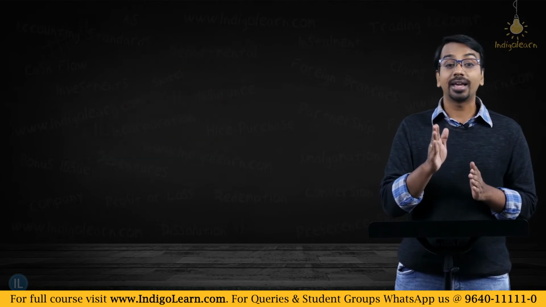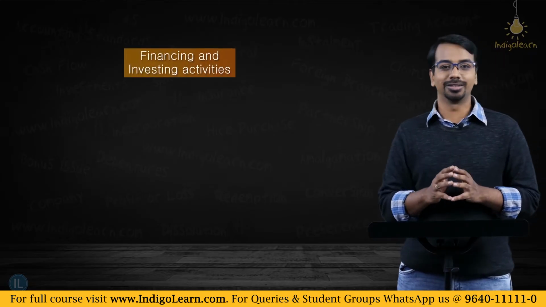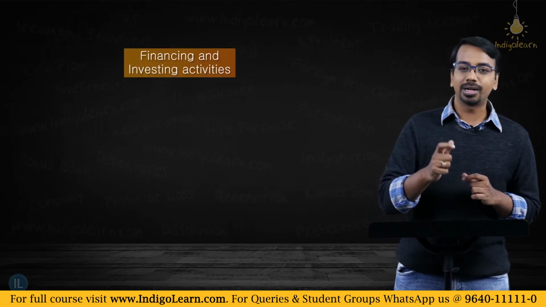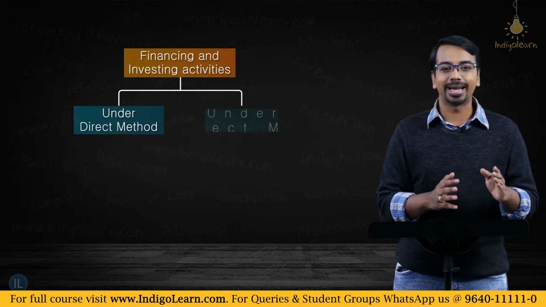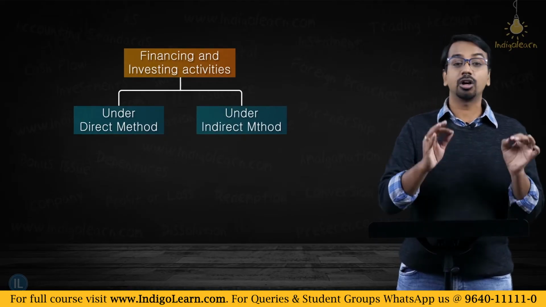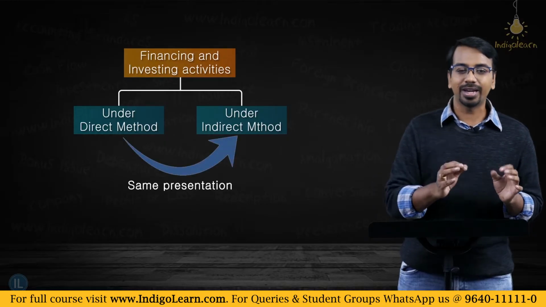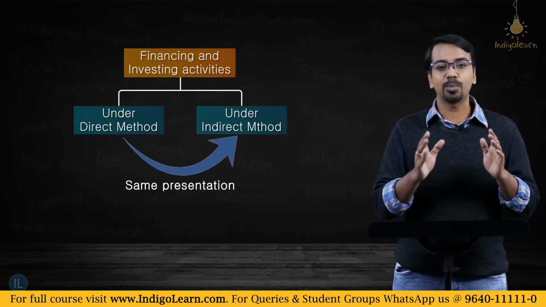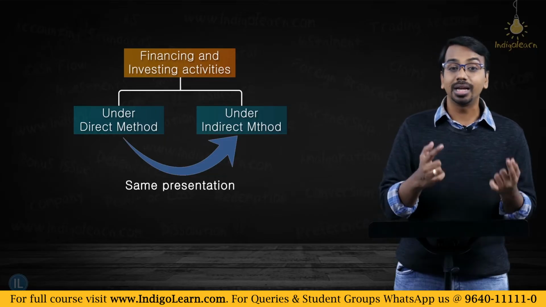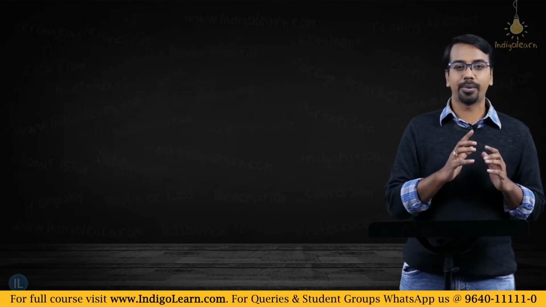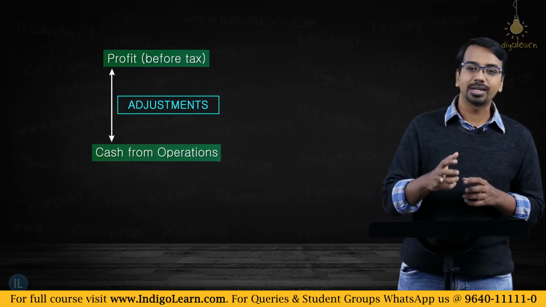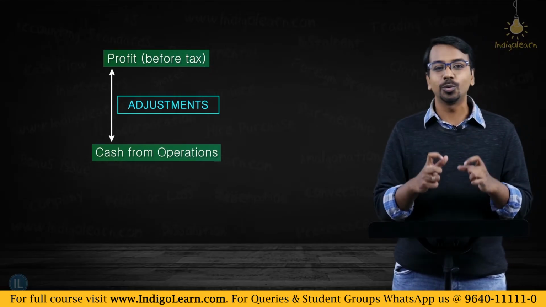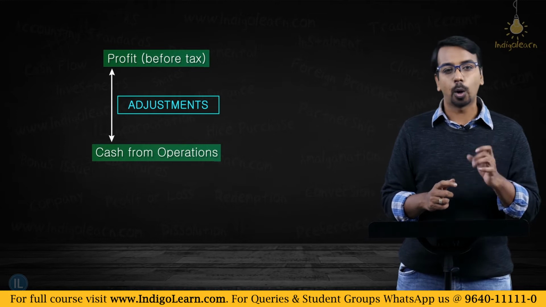Now as far as financing and investing activities are concerned, the way you treat them under direct method is nowhere different from the way you treat them in the indirect method. So the presentation of investing activities and financing activities remains the same under both the methods. What changes is cash flow from operations. So you start with net profit, you adjust certain items, you add some items, you deduct some items, and then you arrive at cash flow from operations.